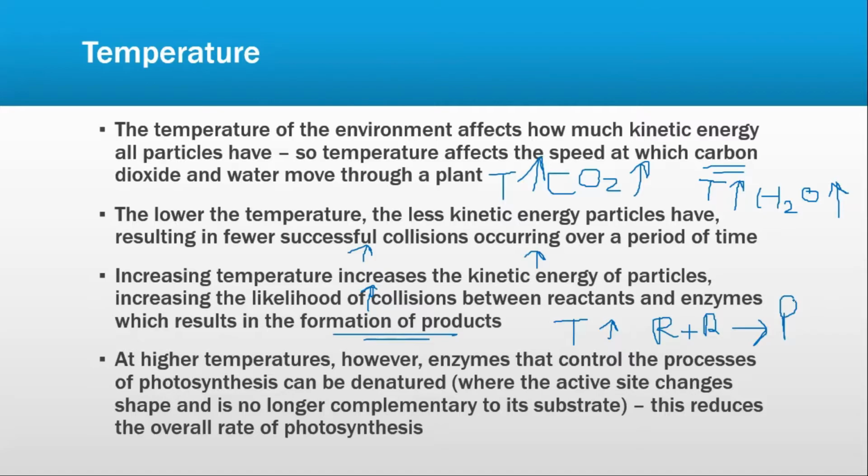Now, of course, there are some enzymes involved in photosynthesis, and we studied in biological molecules that at higher temperature, enzymes denature. How do they denature? Their active site changes shape and is no longer complementary to its substrate. This reduces the overall rate of photosynthesis, which means higher the temperature, lower the active enzymes, lower the rate of photosynthesis. So this is how you're supposed to link all the different factors, how they all relate to photosynthesis. Got it? Yes, sir.